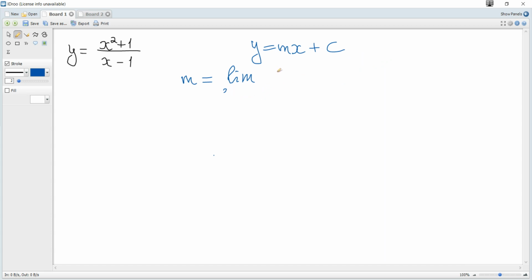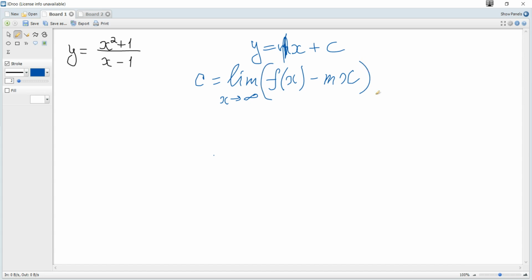c can be found using the next formula. It's also a limit: function minus mx, and for our problem it becomes function minus 1x, or just minus x, and it is equal to the limit as x tends to infinity of x squared plus 1 over x minus 1 minus x.